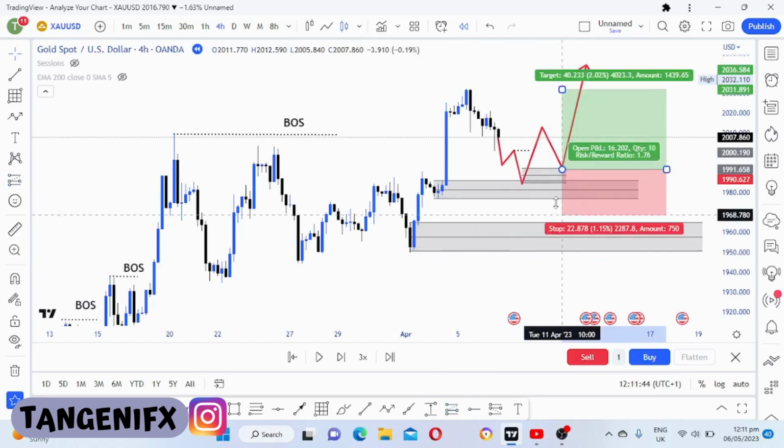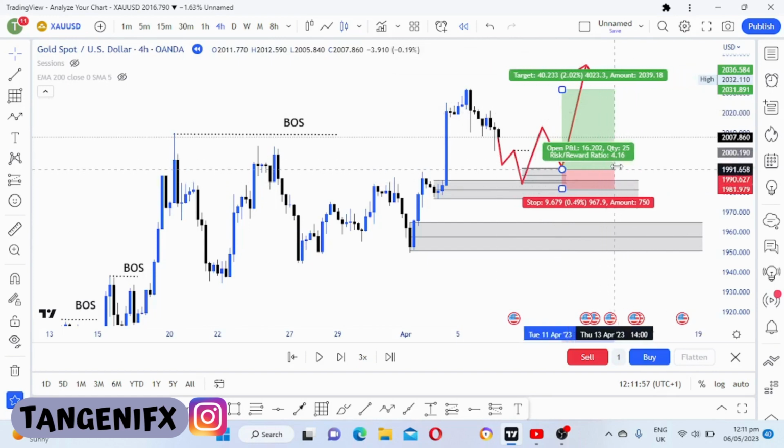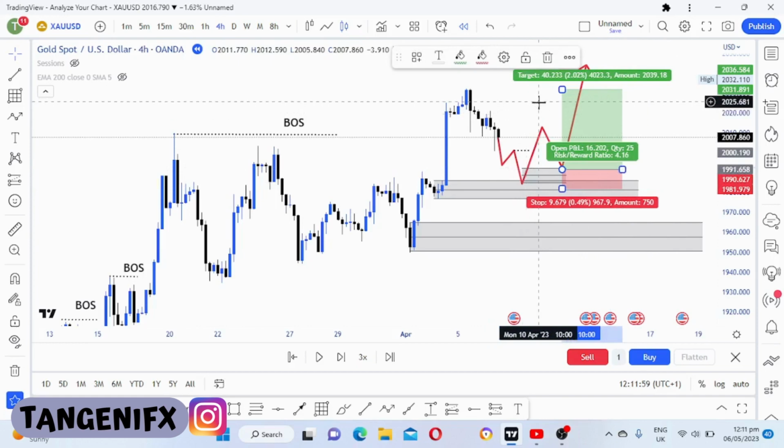Let's say on M15, for you to have a high risk reward ratio, guys. For you to have a high risk reward ratio using a smart money concept trading strategy, we normally have a tight stop loss and a higher reward, guys. A tight stop loss and a higher reward.